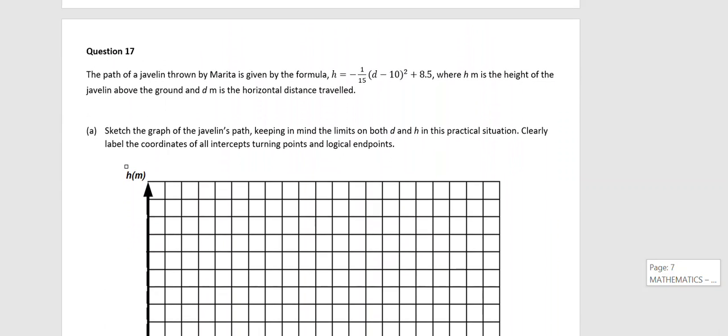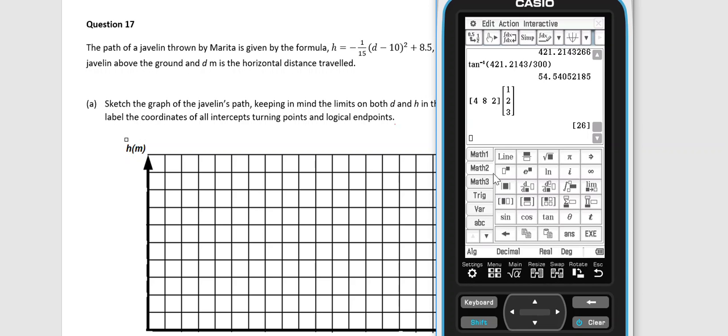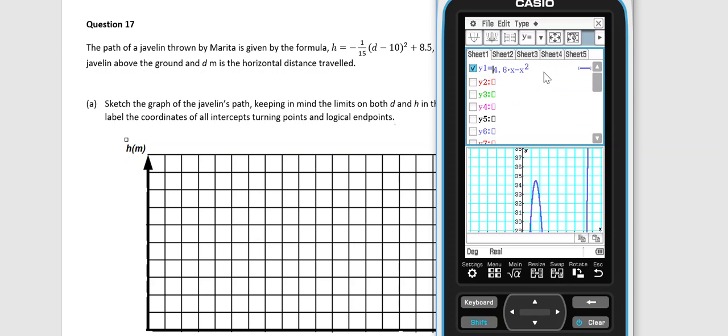Now, very last question. This is a tech-allowed question where we're putting things into a CAS calculator. So we've got a javelin, and Marita is trying to throw this javelin, and it's going to be a quadratic. So what you're going to do is draw the quadratic on your CAS calculator. Now there are 2 ways you can do it. You can do it on the graph menu. I'll just do it on my graph menu to make it less complicated.